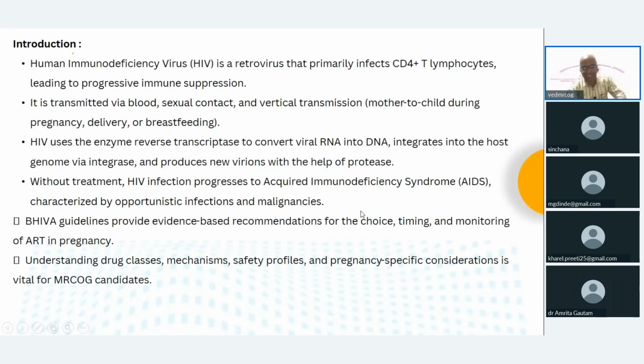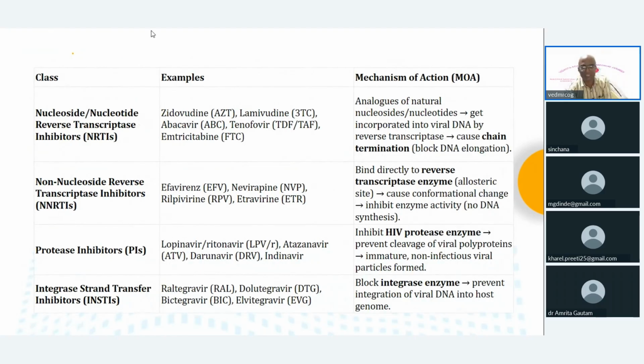Coming to the various drugs which are used, the drug classes are NRTIs, NNRTIs, PIs, and INSTIs, also called integrase inhibitors. These are the main four. Others are also there in the subsequent slide. We'll go into the details later on. So coming to the NRTIs, that is nucleoside or nucleotide reverse transcriptase inhibitors, in which we have zidovudine, lamivudine, that is 3TC, then abacavir, tenofovir, then emtricitabine. So these are NRTIs, reverse transcriptase inhibitors.